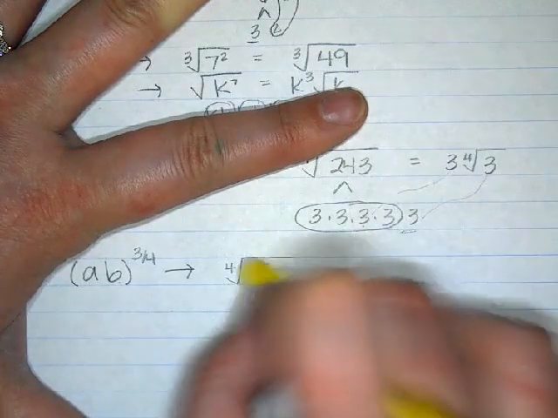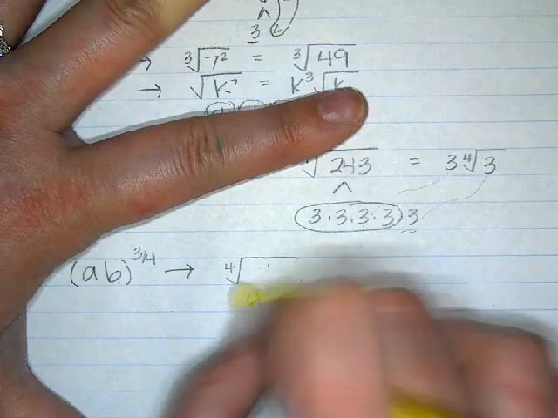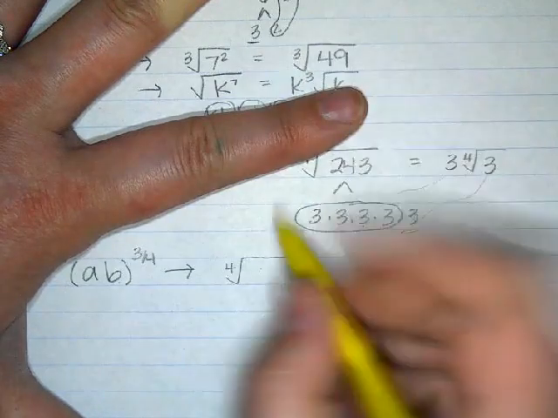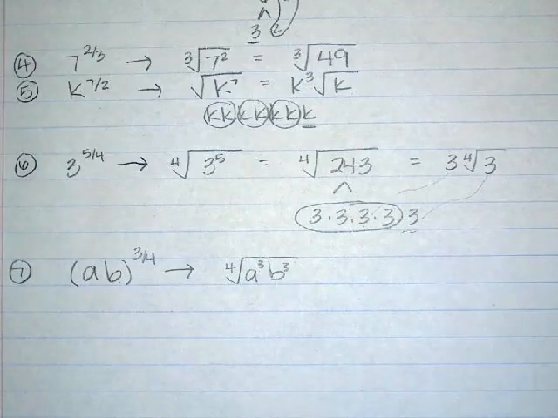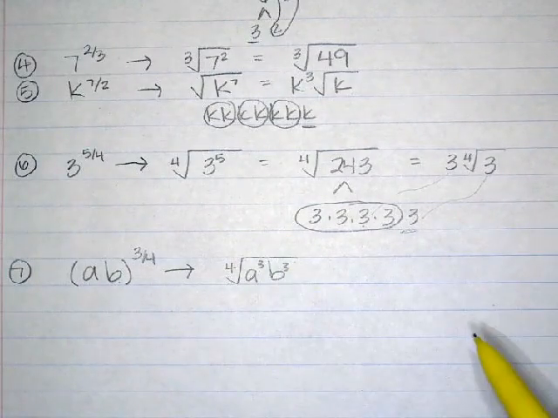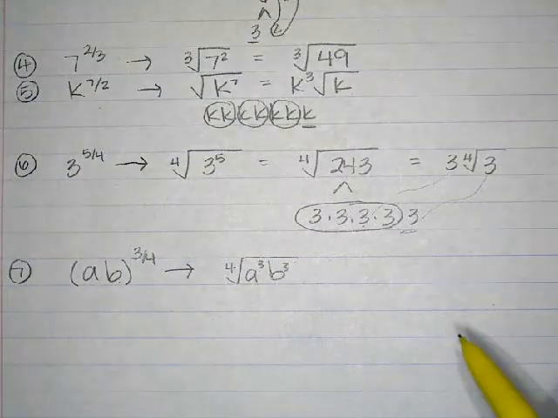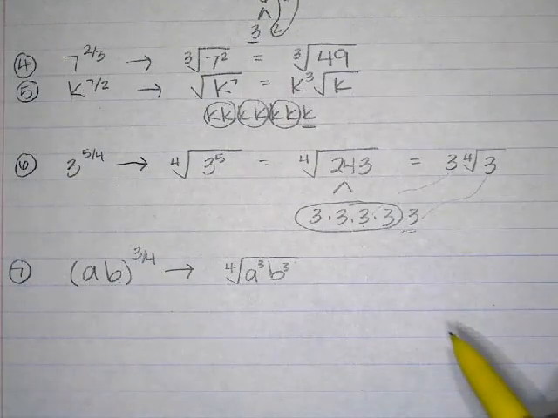Okay. So if it's a fourth root, can we simplify the A's or the B's? No, because there's only 3 of them, so we're done. Okay.